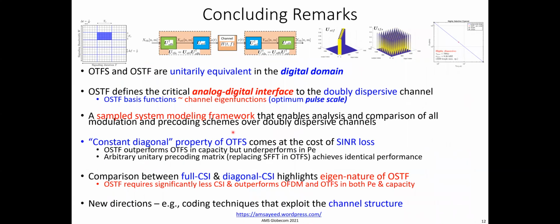So to conclude, what we've shown is OTFS and OSTF are unitary equivalent in the digital domain. However, the crucial analog digital interface is defined by OSTF basis functions. We have proposed a sample modeling framework that enables unified analysis, and we have shown the constant diagonal property, but it also comes with a loss in SNR, SINR. And the comparison in full CSI and diagonal CSI highlights the eigen nature of OSTF. It opens many new directions, for example, coding techniques that exploit channel structure, but that's for another day.